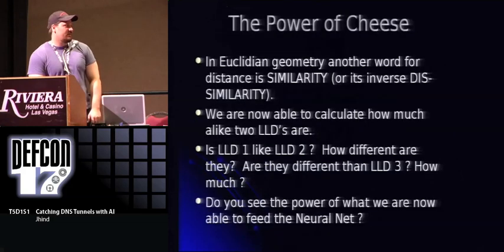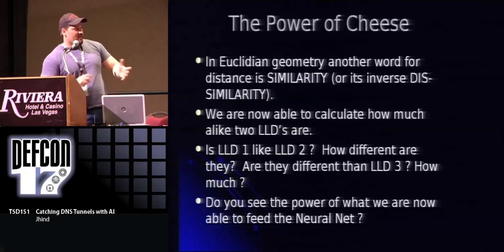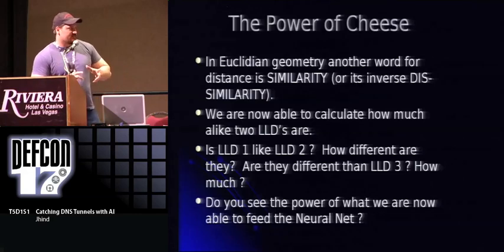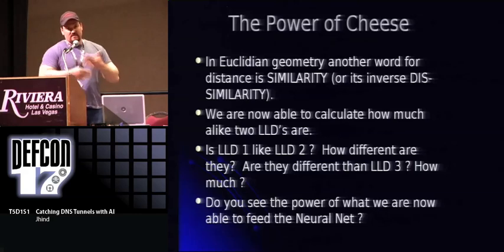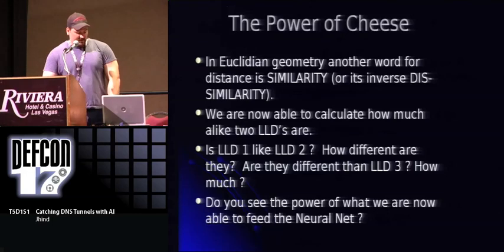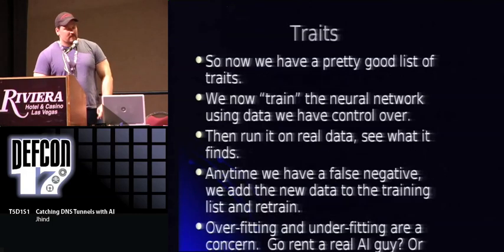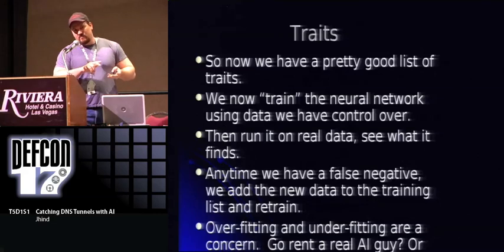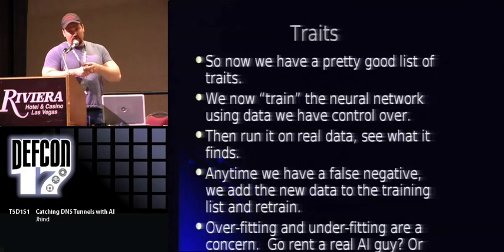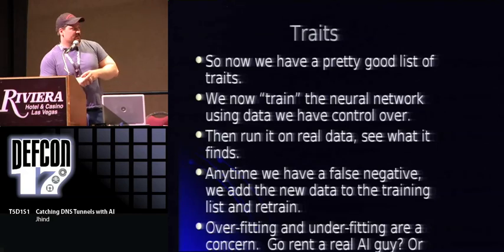Power of cheese. Here we go. So now we're measuring the difference between two LLDs. How different are they? How different is LLD1 from LLD3? We're measuring the difference of these domains as they roll past. And hopefully some light bulbs are going off. So that's our list of traits. Right? We're doing some packet counting, and then we're coming up with this numeric representation of how different each of the domain requests are from each other.